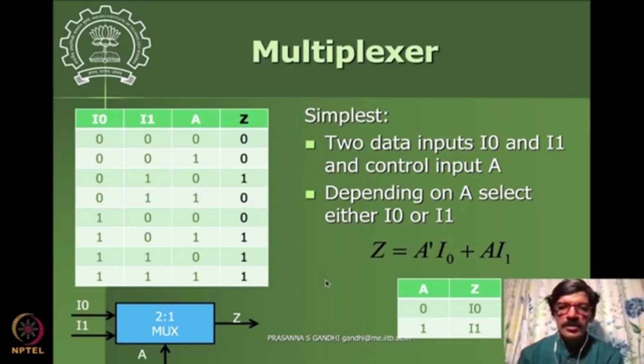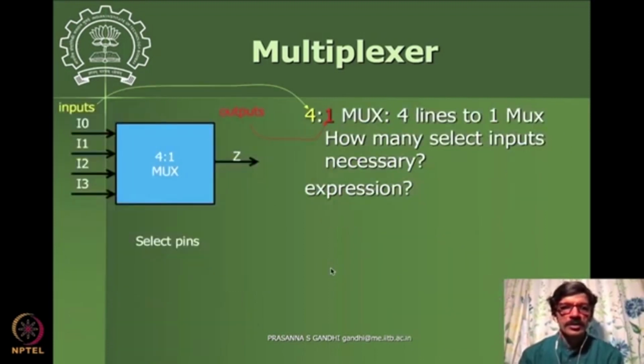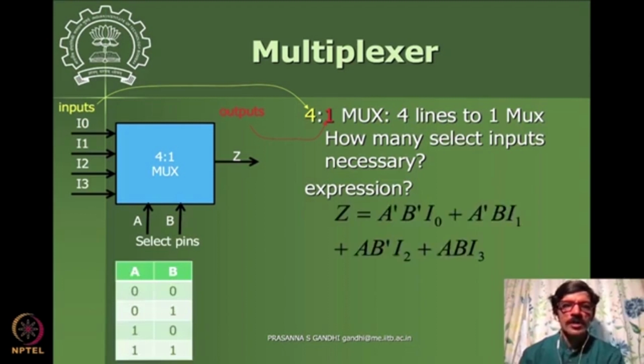So this implementation can again be converted into a circuit, and you can have scaling of these multiplexers. A 4:1 multiplexer has 4 inputs and one output, and out of these 4, one will be selected depending upon the select pins. The select pins are inputs. To select one of 4 inputs, you need 2 select pins, and then you'll have the corresponding expression for Z.